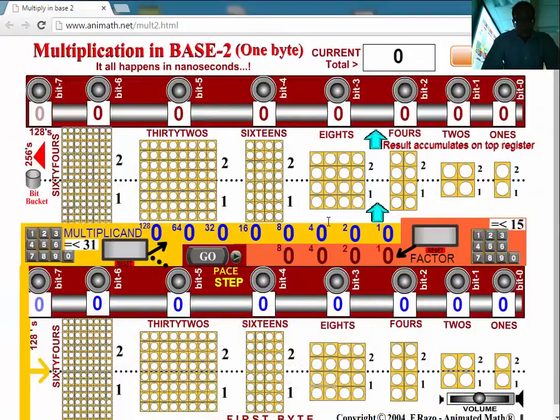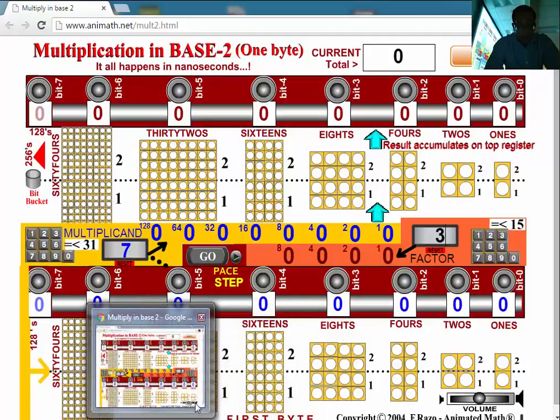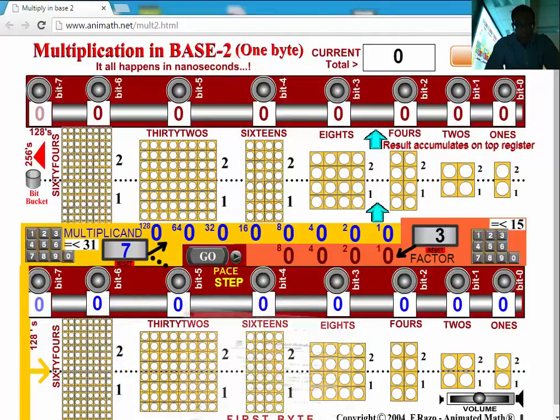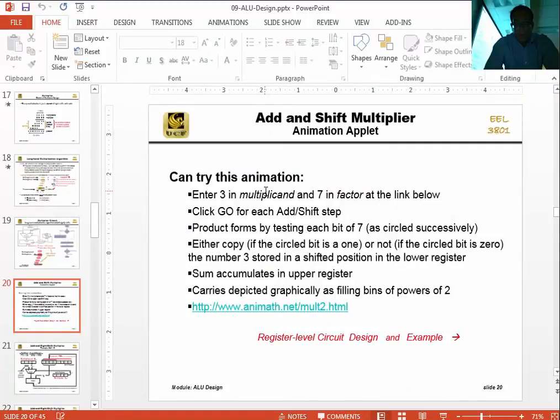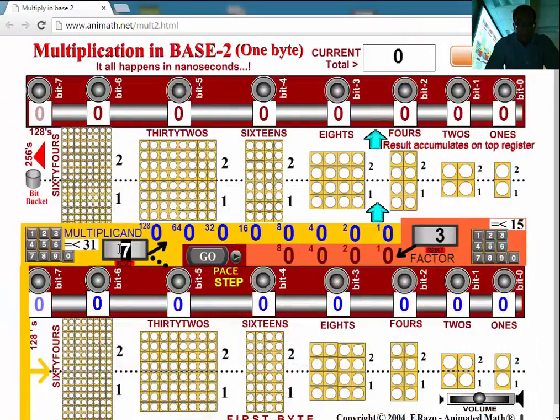So we want to try a 7 and a 3. Multiplicand is 7 and factor is 3. So let's see. It looks okay to me. You can do it either way, right? But if we want to match the slides, it's fine. So 3 in the multiplicand and 7 in the factor. You can do either way. So we'll do what we said. Play around with it. Actually, you can see the bits.